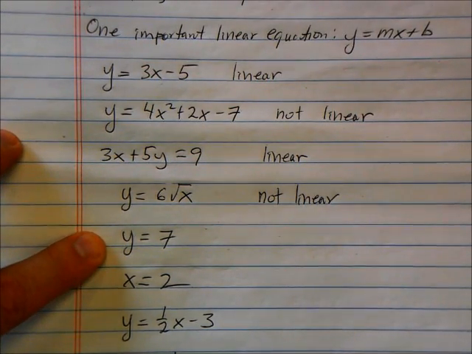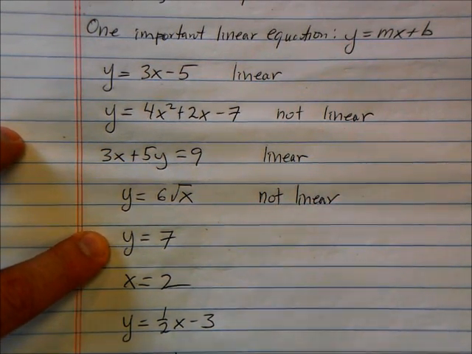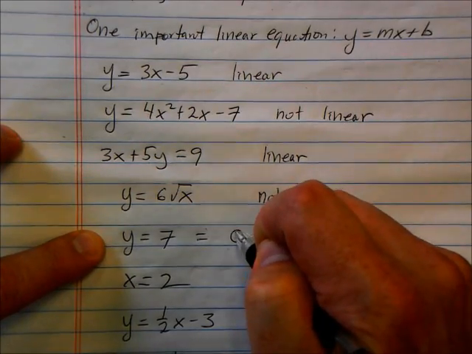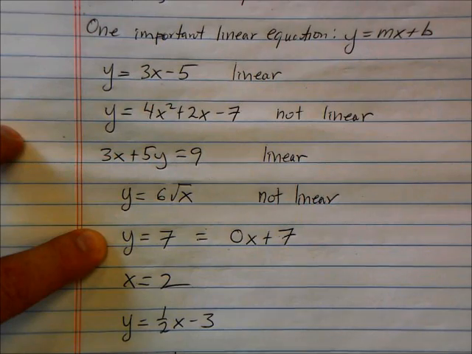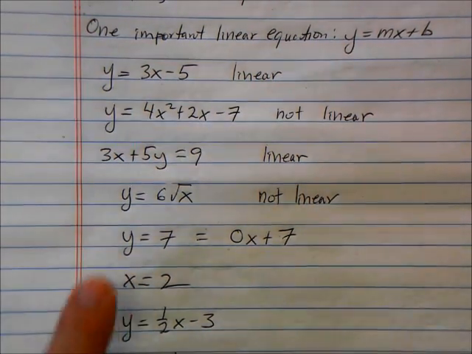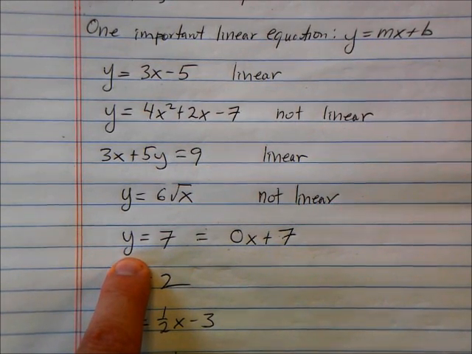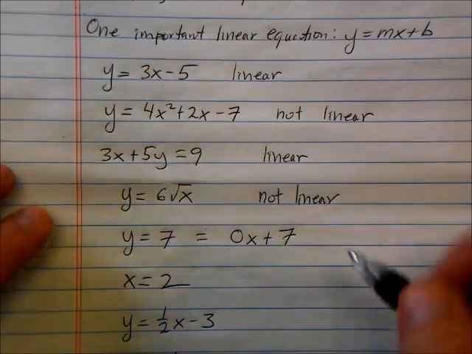Y equals 7. Linear or not linear? Linear. How come? The x value is 0x. You just don't write it as that. Okay, so what you're saying is I could write this as 0x plus 7, and I can make it look like it's in y equals mx plus b form. I agree, that's linear. Or the other answer would be, I looked at all my variables, the only variable I see is a y. What's the power on that variable? 1. So this one is linear.